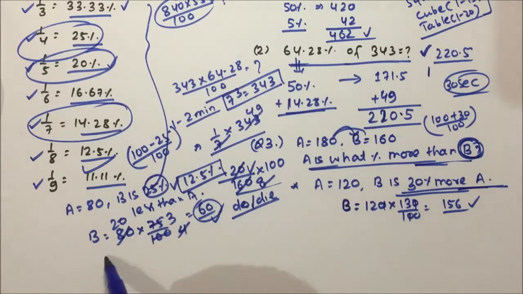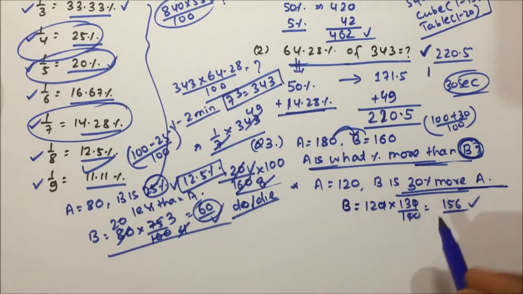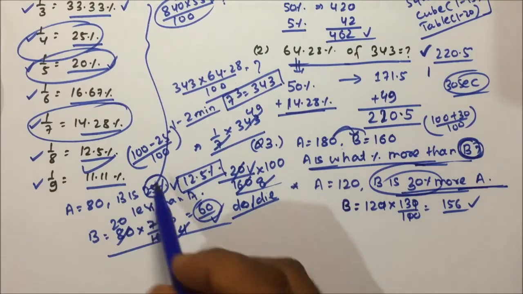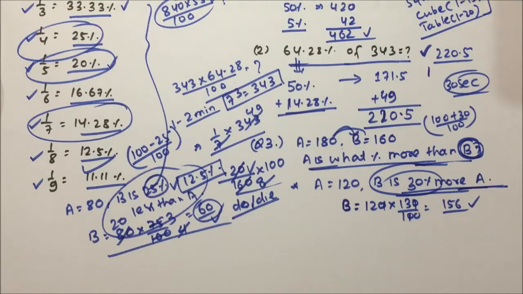So this is the important concept which I wanted to tell you. If it is 30% more, then add it to 100 and divide it by 100. If it is 25% less or any percentage less, then subtract it from the 100 and then divide it by 100. So this is the concept which we are going to use extensively in percentage. Now let's start with the questions in percentage.